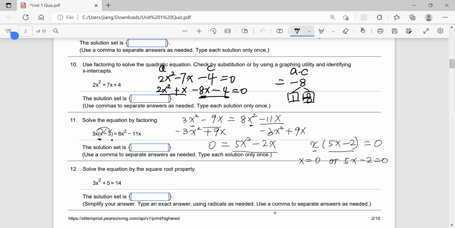Can you solve this one? So we add 2 to both sides. We have 5x equals 2. Divide by 5 on both sides, we get x equals 2 over 5.